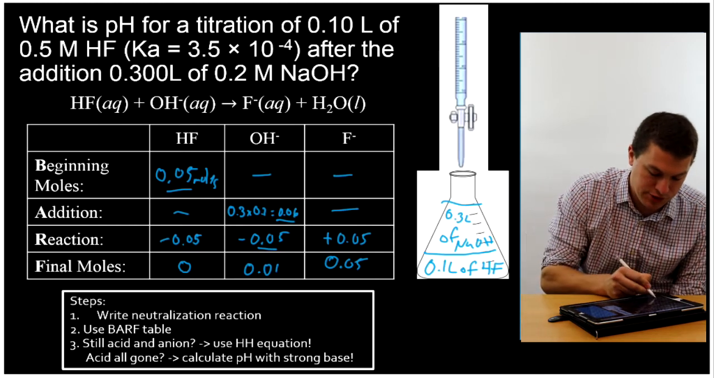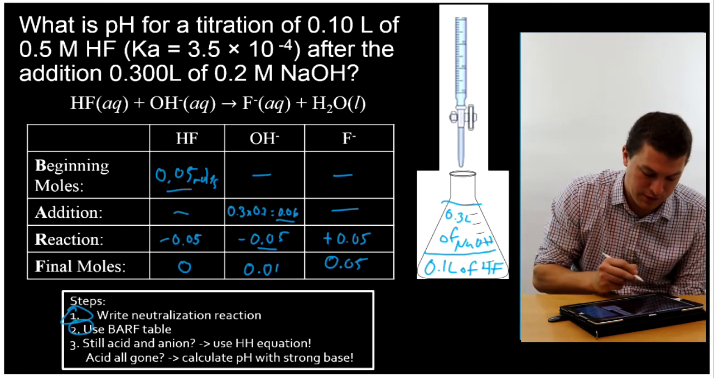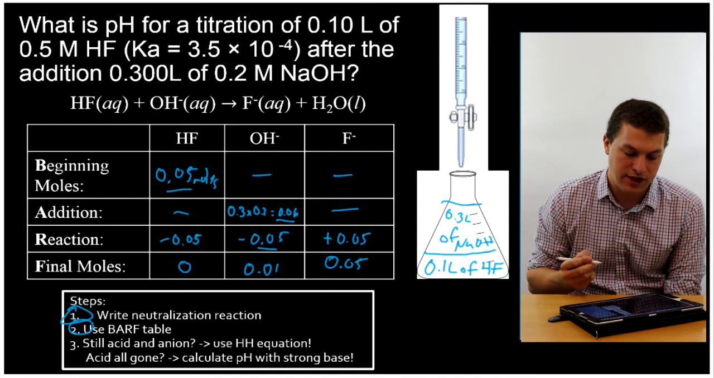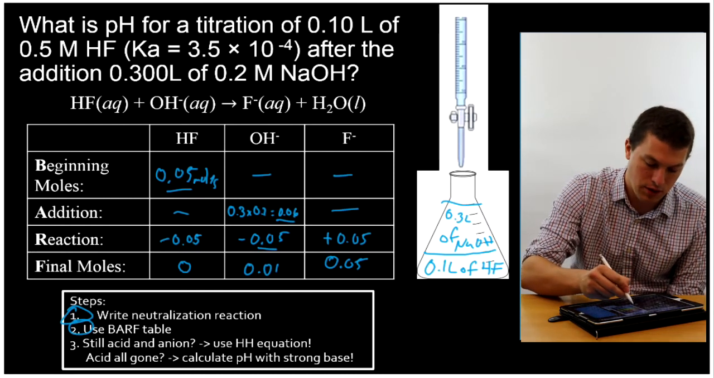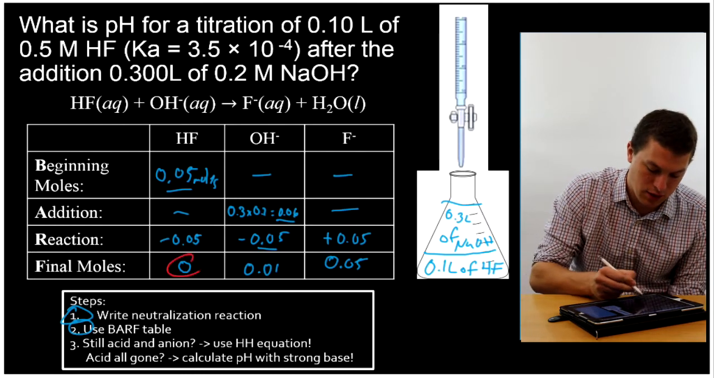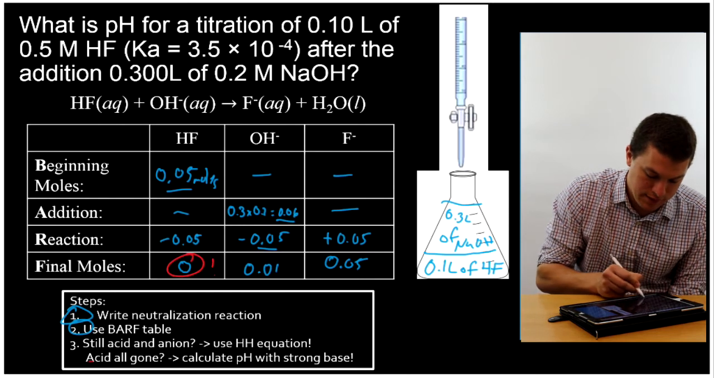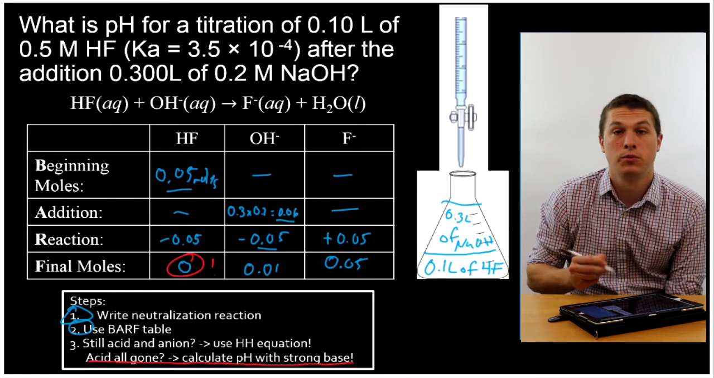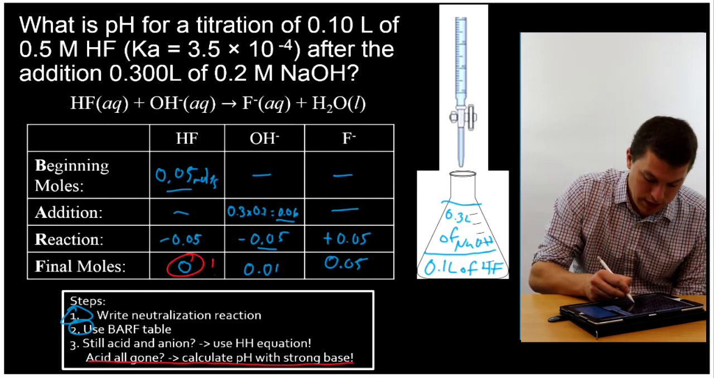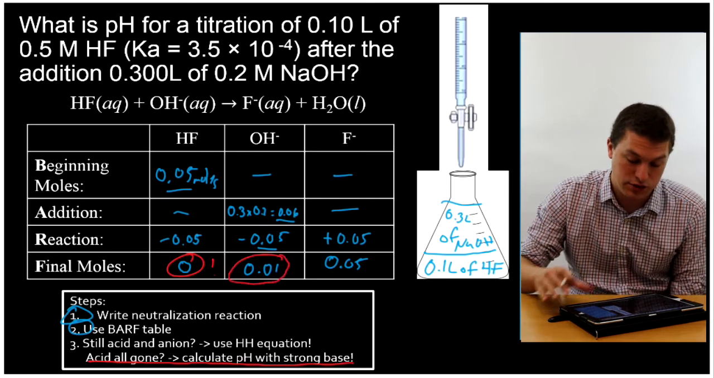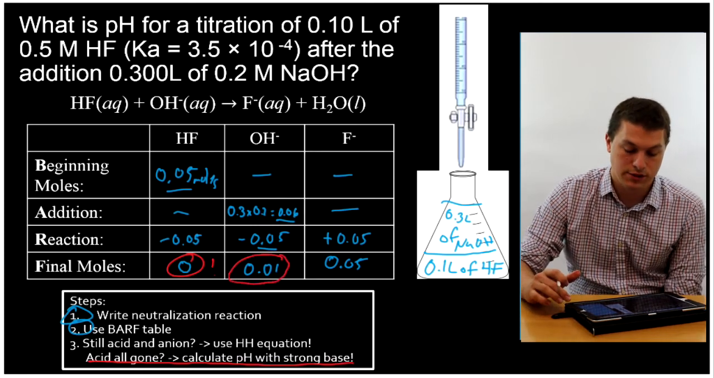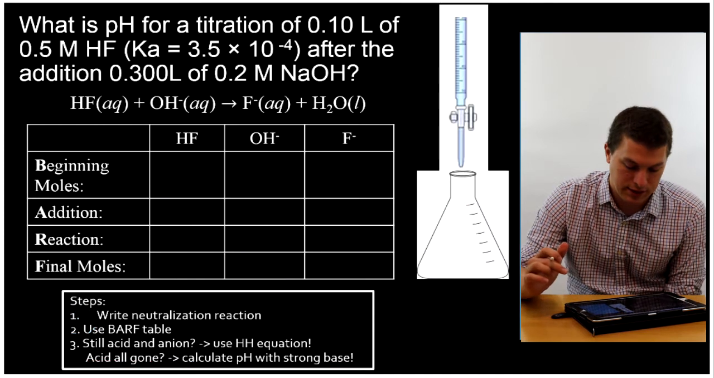Okay, so I've written the neutralization reaction. We just left it up from last time. I've used the BARF table. Now I have to decide, do I still have any acid? Well, no, I don't, right? My acid here is all gone. That means I'm going to calculate the pH with my strong base equations, and I know that I have a molarity, or a concentration, of 0.01 OH. So let's go ahead and do that then to calculate the pH.